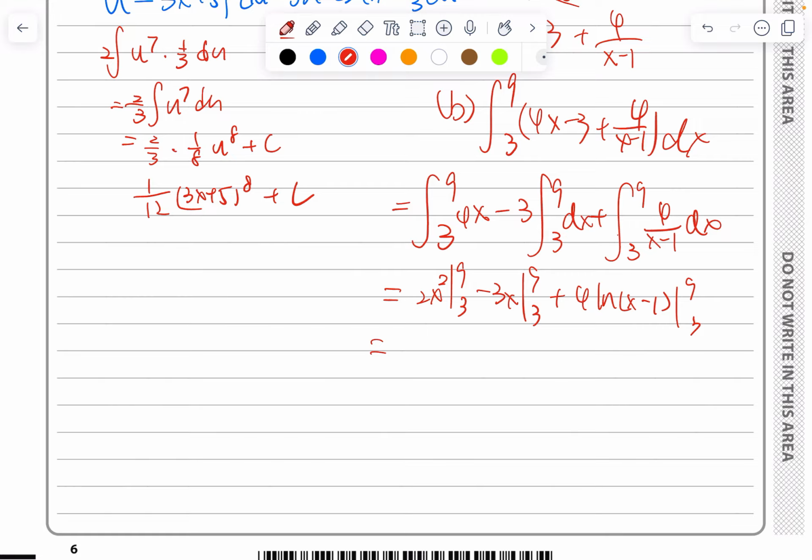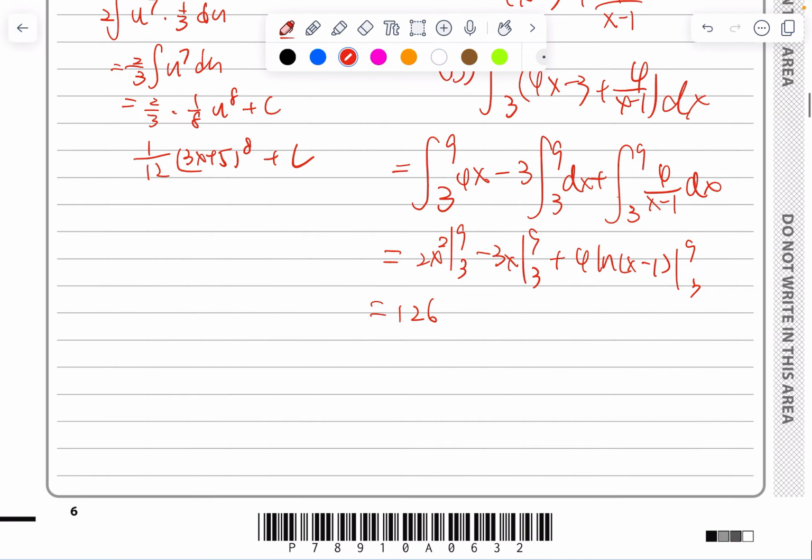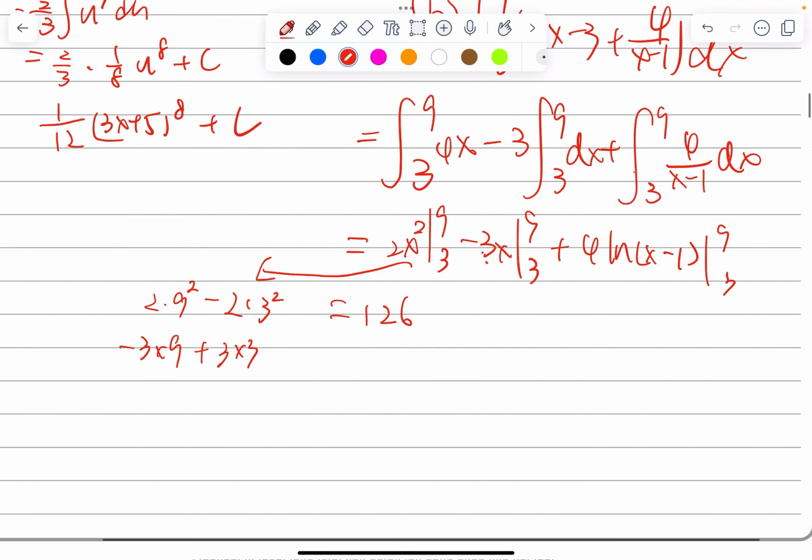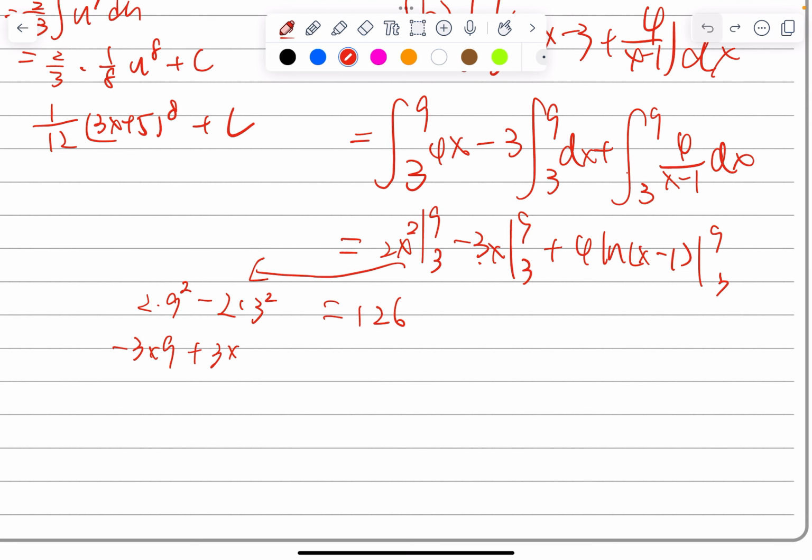Bro, I'm not calculating this. Okay, I'm not calculating this, but you have to. Very simple. For all of these, for example this one, you just plug in your calculator, 2 times 9 squared minus 2 times 3 squared. Simple. And then for this one, it will be minus 3 times 9, and then plus 3 times 3. Because there's a minus sign here, okay? And then you just sum them all up in your calculator, you'll get this.